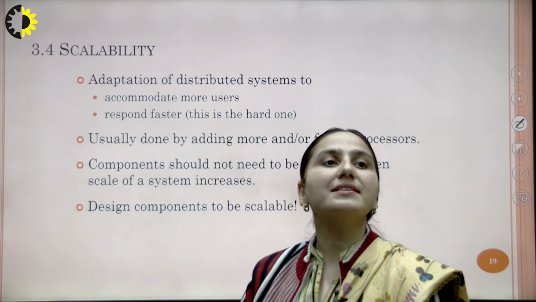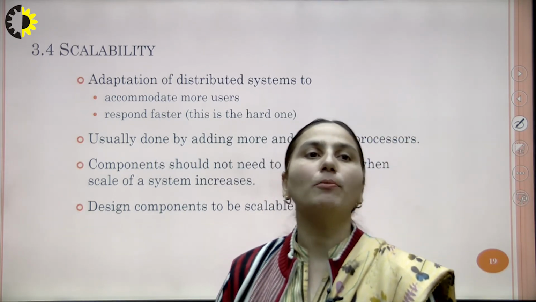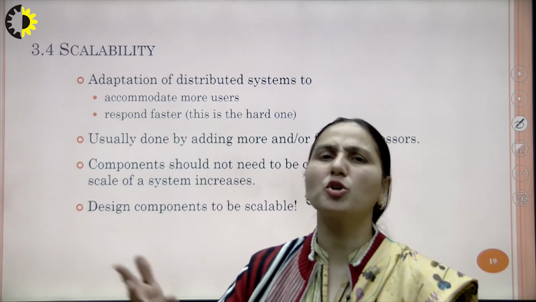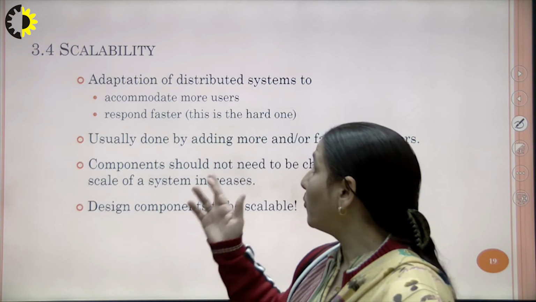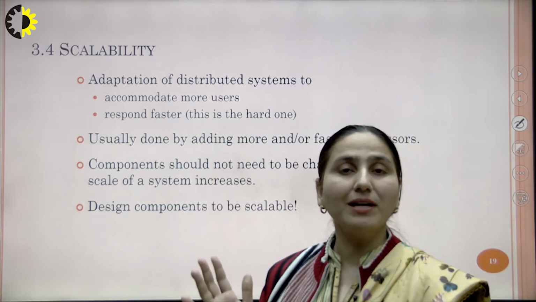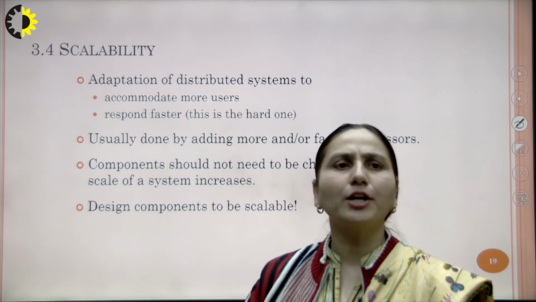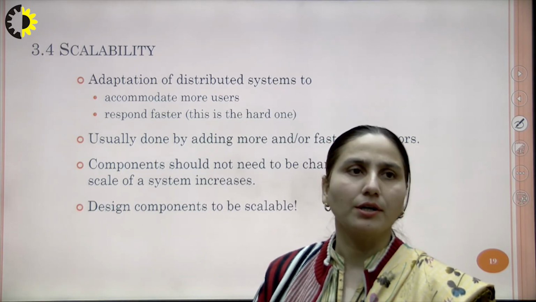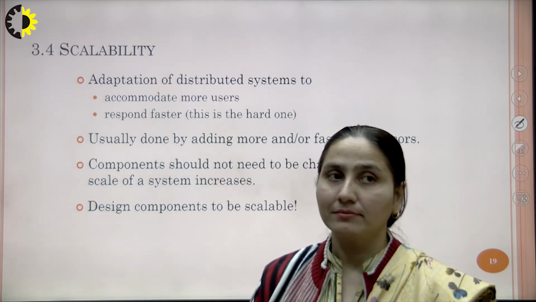Now, next comes scalability. What is scalability? Adaptation of a distributed system to accommodate more users. That means the system should be scalable. How can we accommodate more users? It is only possible if and only if the system is scalable. If the system is not scalable, we cannot accommodate more users if we want. Then again, respond faster. This is again a hard one.